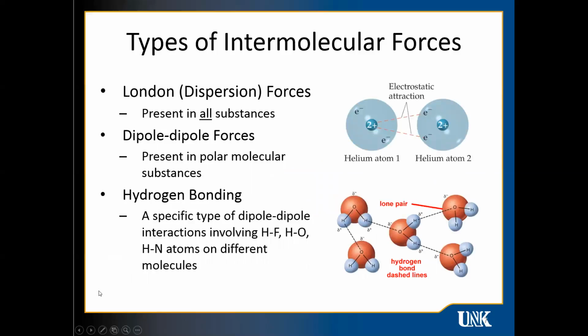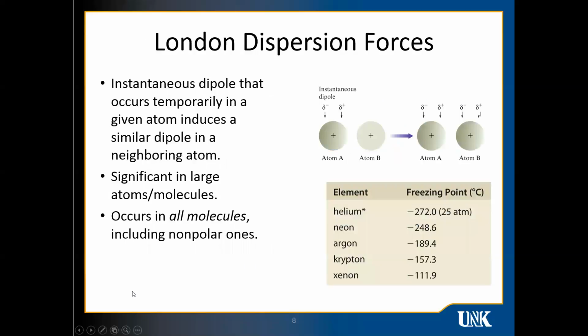So we have three types of intermolecular forces. London or dispersion forces are present in all substances. Then we have dipole-dipole forces. These are present in polar molecular substances. And then we can have hydrogen bonding, which is a very specific type of dipole-dipole interaction that can only involve HF, HO, or HN bonds in atoms of different molecules. Water is probably the best example of hydrogen bonding, and we'll talk about that a little more. First, I want to talk about London dispersion forces.